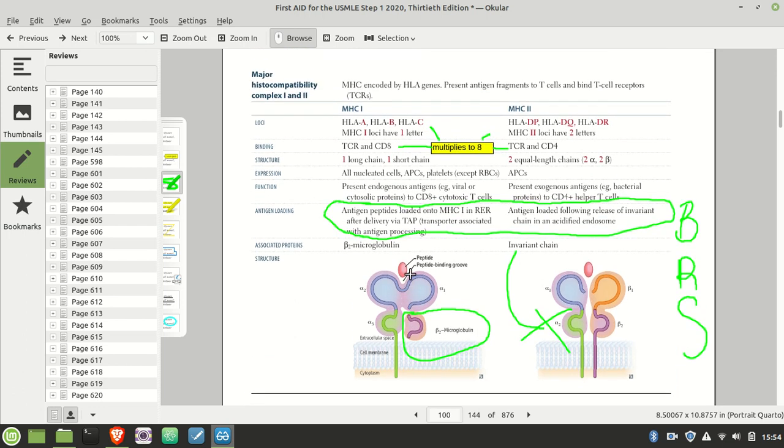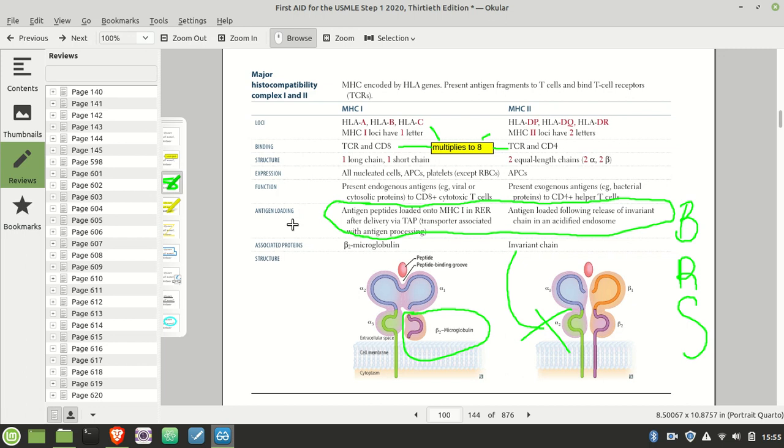things that they're going to test you on. So it's interesting that they draw, hey, this is what it's going to look like, MHC1, MHC2. But the one thing that they always will test you on, always, I guarantee it, is how the antigen is loaded.